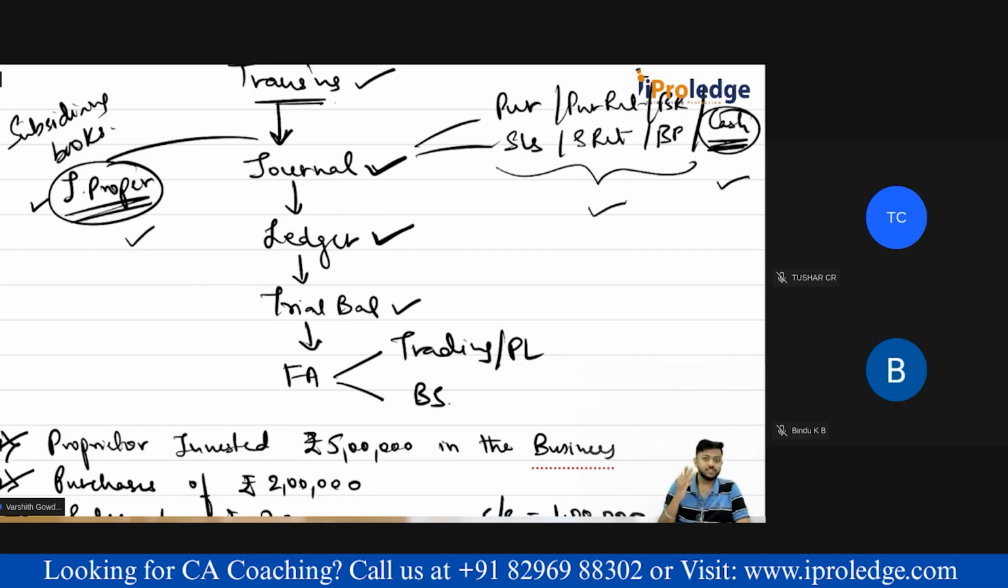There are three rules to keep in mind. First rule: if they have given you the ledger account, see which side is greater. If the debit side is greater, that account has a debit balance. If the credit side is greater, that account has a credit balance. That is if the ledger account is given.